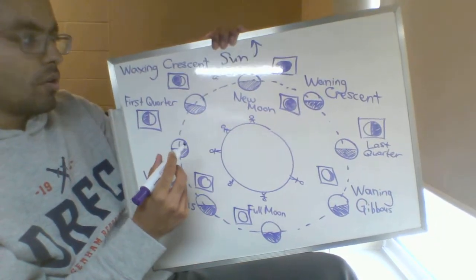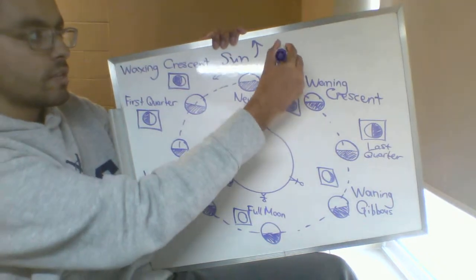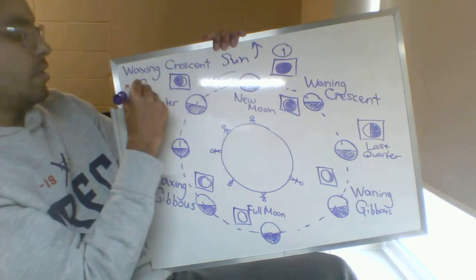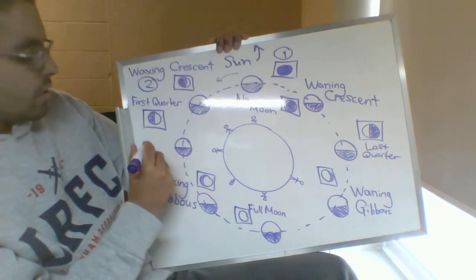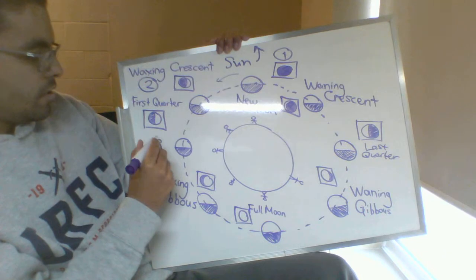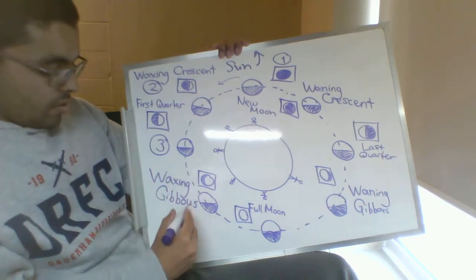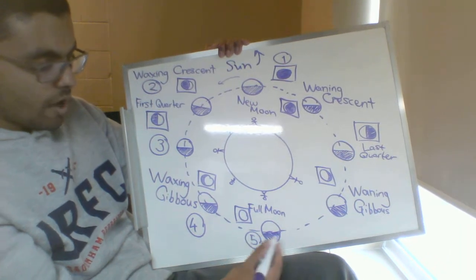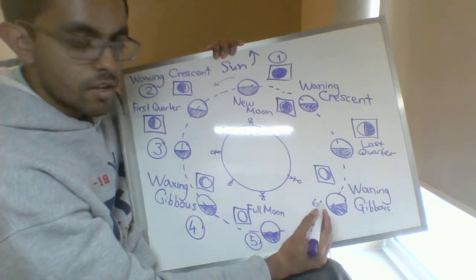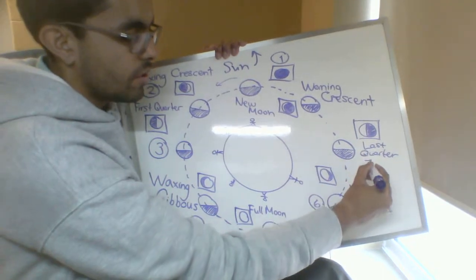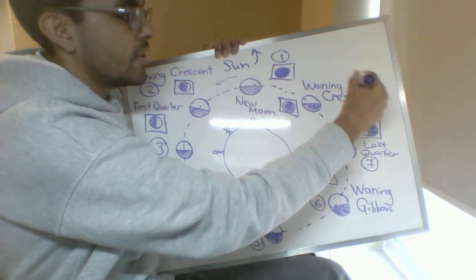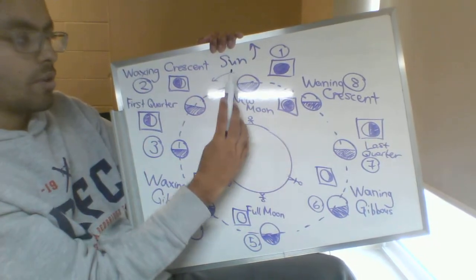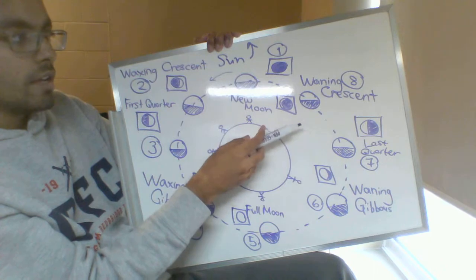Okay, so that's the whole order. You go from a new moon, which looks like this, we'll number that 1, to waxing crescent, number 2, over here to first quarter, number 3, waxing gibbous, number 4, full moon, number 5, waning gibbous, number 6, last quarter, number 7, and waning crescent, number 8. And then the cycle repeats itself. So anywhere between last quarter and new moon, it'll be waning crescent.